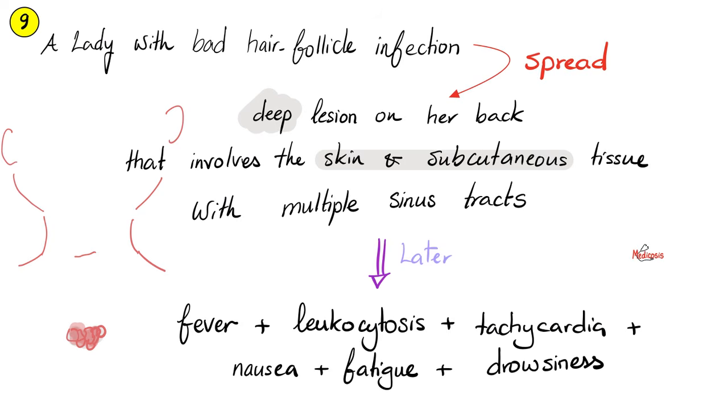What's that? Story 9 is about a lady. On her back there was a hair follicle infection, and then it got deeper and deeper. Forget the epidermis. Let's go deep into the dermis. Forget the dermis. I'm gonna go deep to the subcutaneous tissue underneath the skin. And then I'm gonna open deep into the abyss via multiple sinus tracts. Of course, later I can reach the blood.